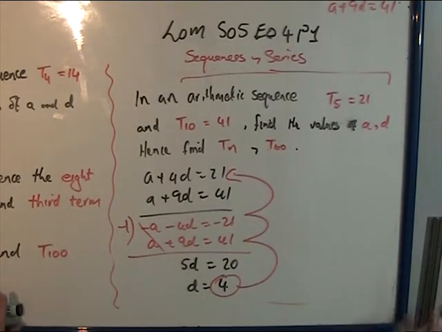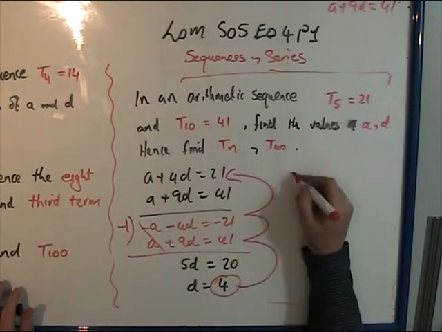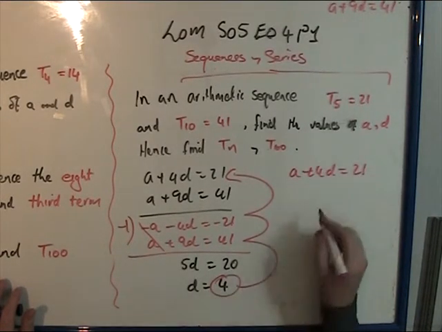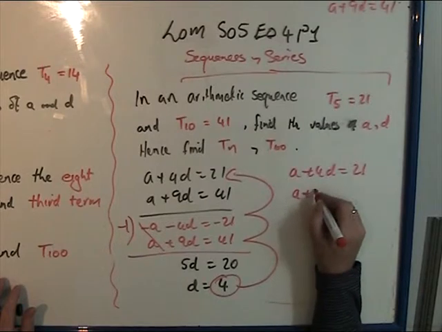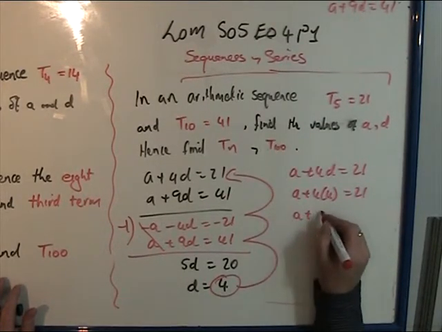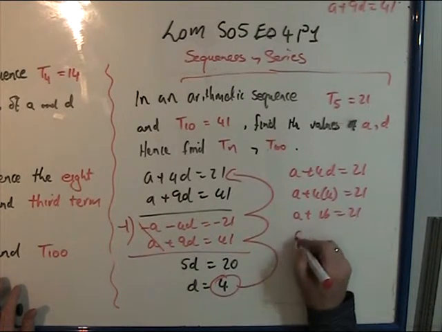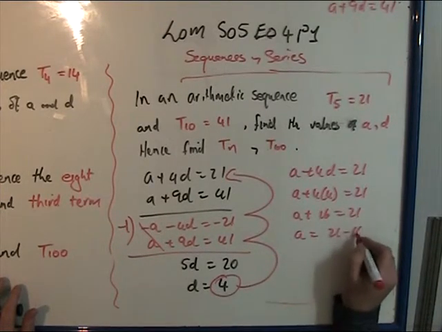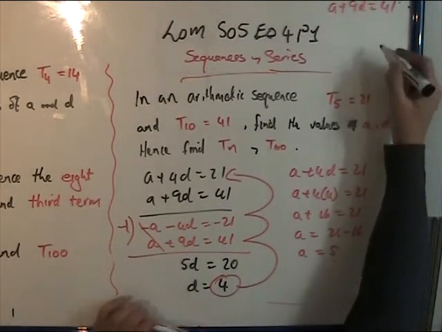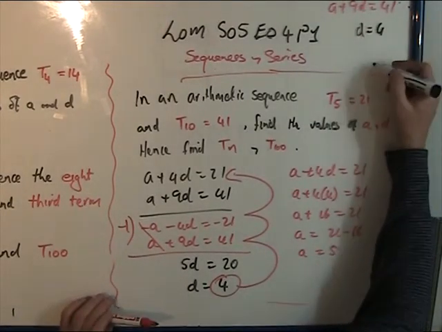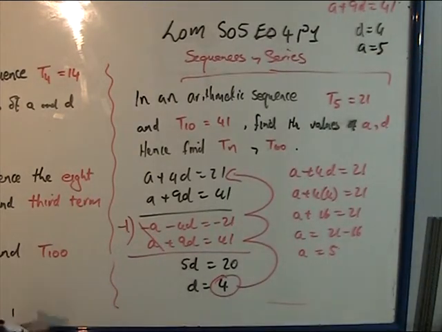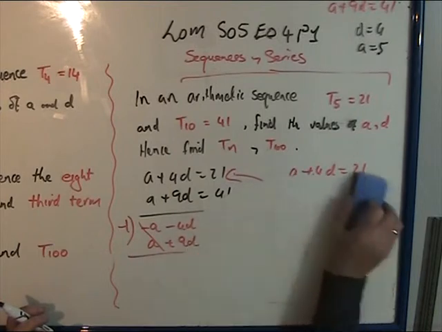Now I've solved D is equal to 4, I can put it back into any of those equations. I'm going to pick the simplest one: A plus 4D is equal to 21. With D equal to 4, A plus 4 times 4 is equal to 21. A plus 16 is equal to 21. A is equal to 21 minus 16, so A is equal to 5. So there's D is equal to 4 and A is equal to 5, and I keep writing these out. So you've solved for that part.